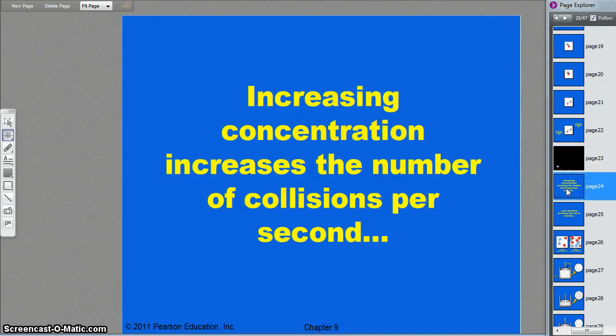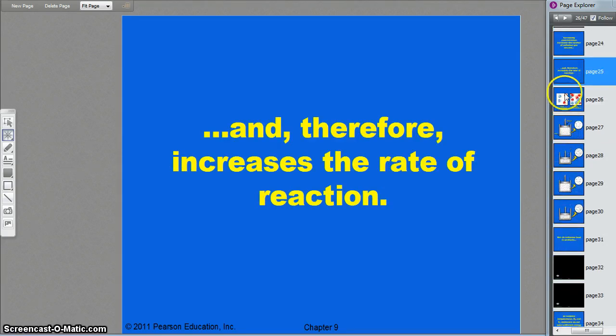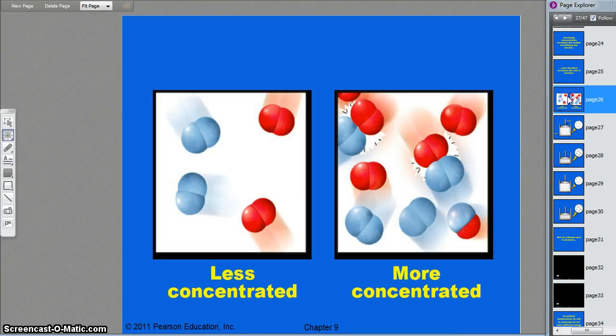So increasing the concentration of your reactants will increase the reaction rate because it will increase the number of collisions that occur per second. And that will increase the rate of reaction. On the left you see a less concentrated picture, and on the right you see a more concentrated picture. You can tell if there's a whole lot more of the molecules in the same amount of space, collisions are going to happen more frequently.